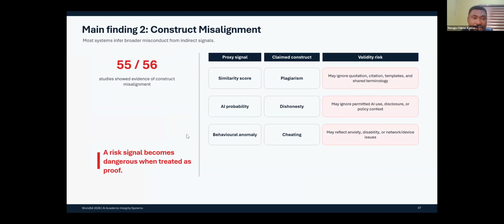The main finding, number two, is that there were a lot of construct misalignments. 55 of 56 studies showed evidence of construct misalignment. Many studies treated similarity scores as plagiarism, AI generation probability as dishonesty, and behavioral anomalies as cheating. These inferences may be useful for screening, but they cannot by themselves prove misconduct. So a risk signal becomes very dangerous when it is treated as proof.